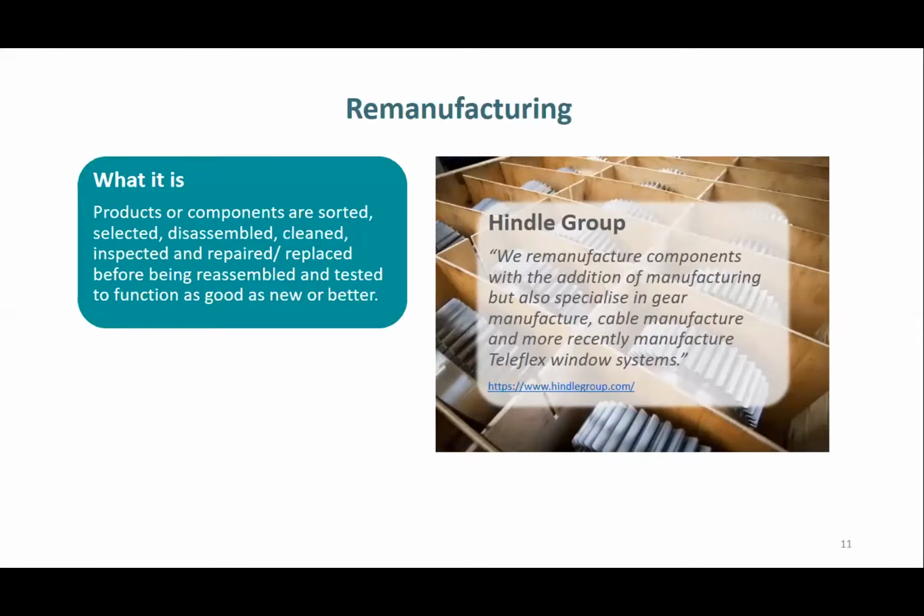So remanufacturing often involves more processes. It's about taking in products and components at the end of their use, sorting them, selecting them. So things that cannot be remanufactured would be sent away for recycling, for example. Things are being disassembled, then cleaned, inspected, fixed where it's possible, or replaced, and then being put back together for the next user.